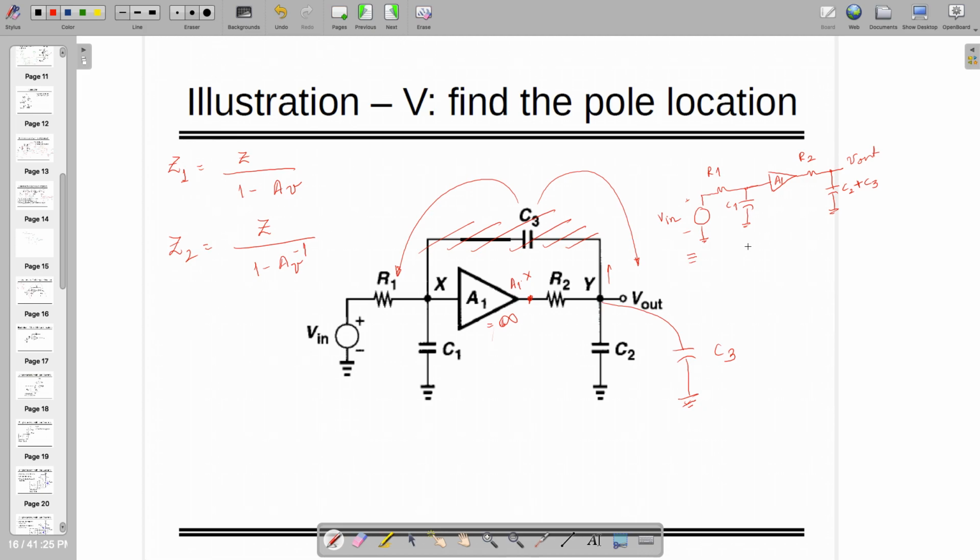Now you can find out that there are two effective capacitances. One is C1 and another one is C2 plus C3. And if I want to find out the resistance in shunt with that one, that's very easy. For the first part, it's minus 1 by R1 C1 radian per second. That's the first pole. And another one is minus 1 by R2 times C2 plus C3.